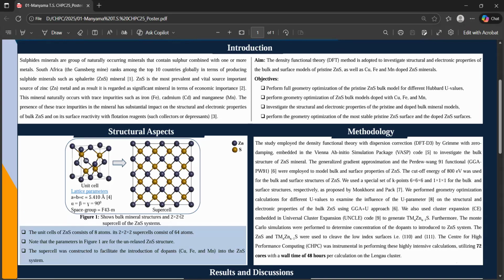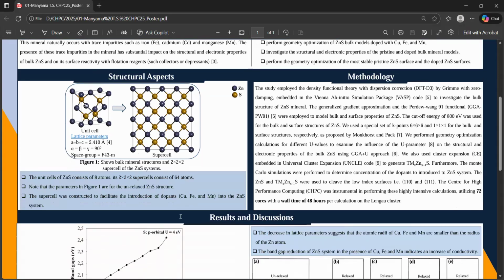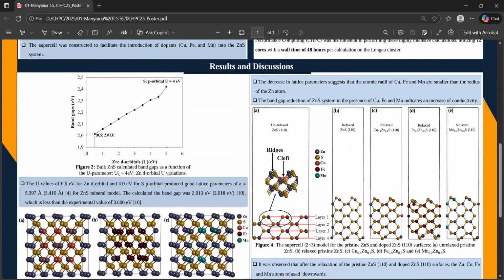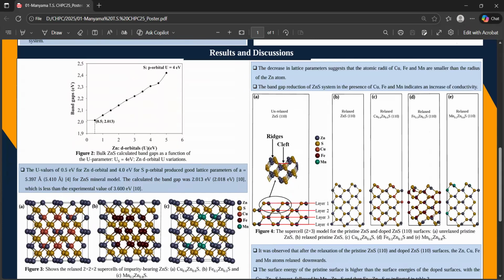Cluster expansion and Monte Carlo simulations were also performed to determine the concentration of the dopants to be introduced into the sphalerite system. We applied the Hubbard U parameters on the pristine bulk structure of sphalerite, and we observed that a U value of 0.5 electron volts for zinc atoms and a U value of 4 electron volts for sulfur atoms produced good lattice parameter and band gap values that are in agreement with the experimental ones.